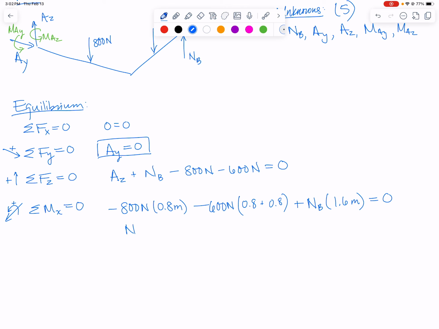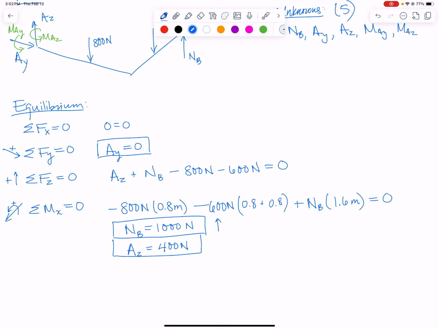If we solve it, we get that NB is equal to 1,000 newtons. And the fact that it is positive means that I did draw it in the right direction on my diagram. If we substitute that back into our z force equation right here, we can solve for AZ, and that comes out to be positive 400 newtons. So it was also drawn correctly. These both act upward in the positive z direction.